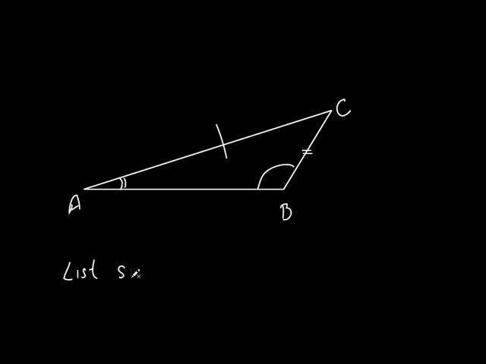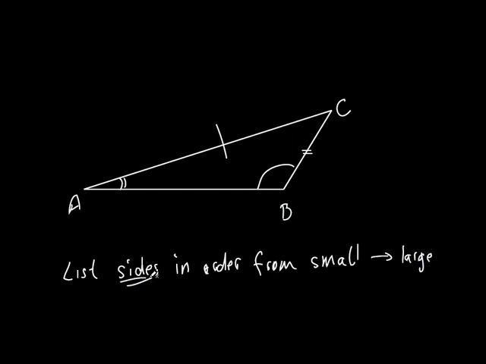Let's list the sides in order from smallest, we'll just go small to large. Everybody follow me on that? So what would the smallest side be? Yeah, CB or BC. Doesn't matter which way you write it. Which one's the next biggest one? AB. That would be the middle one, wouldn't it? And then which is the very largest one?